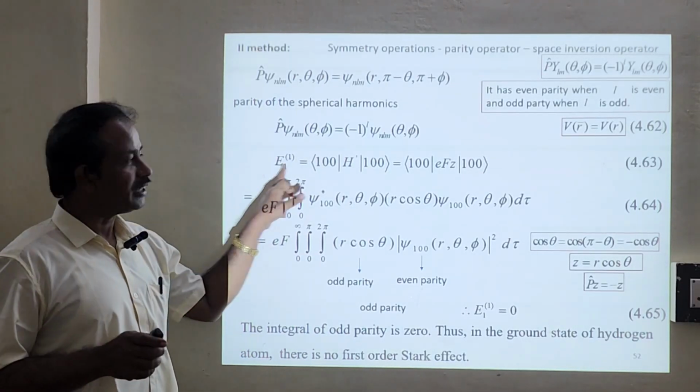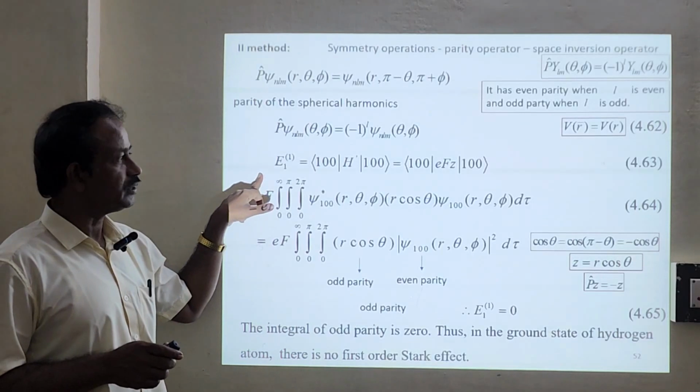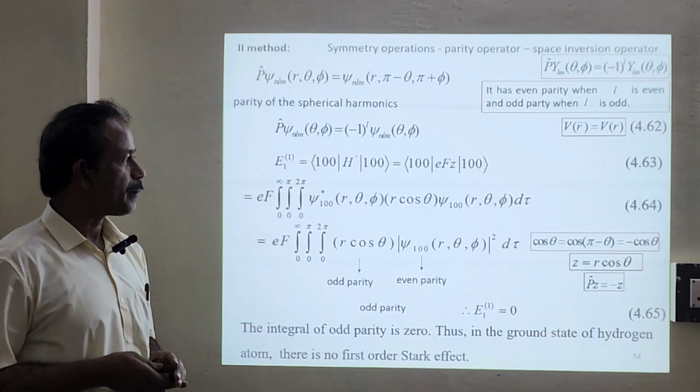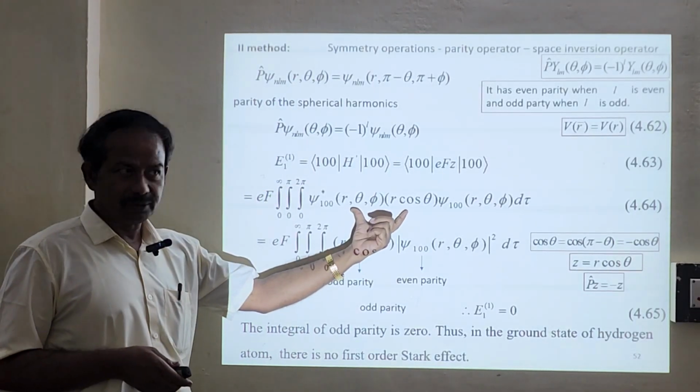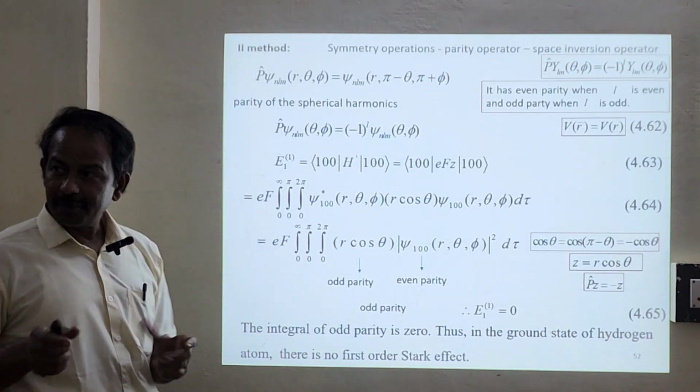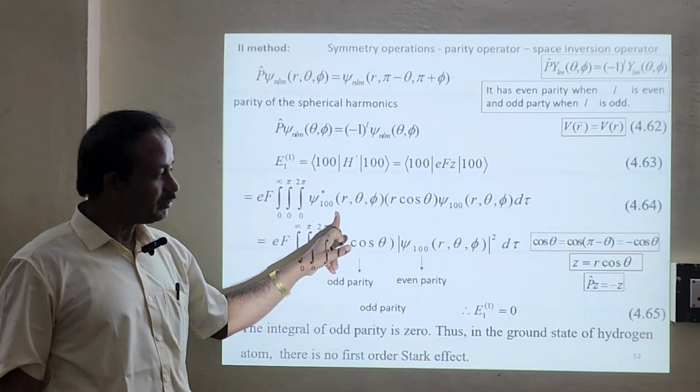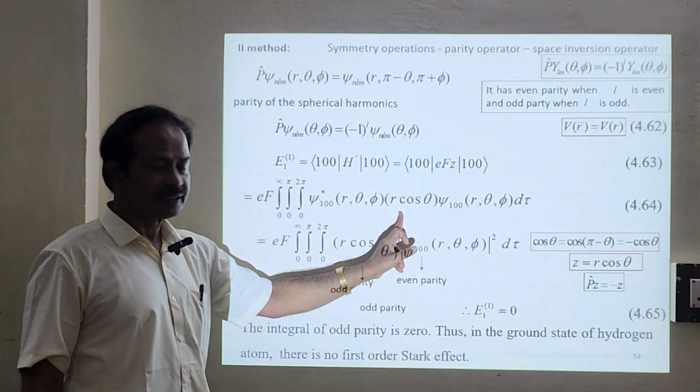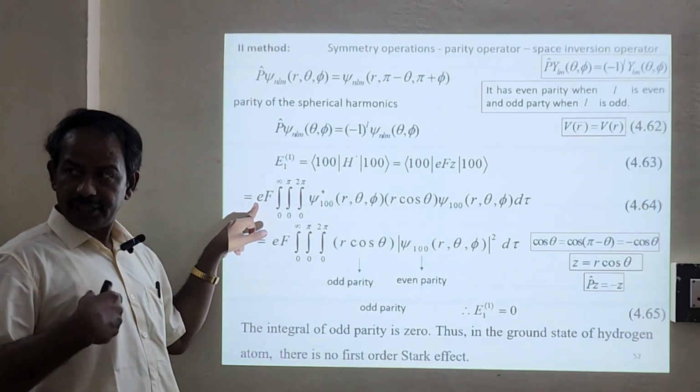Now we go with the same thing. We already know the first order correction, and we know this expression. We are going to solve this one. Come on, it's very simple. We have substituted E z as r cos theta, and we have pulled E out.